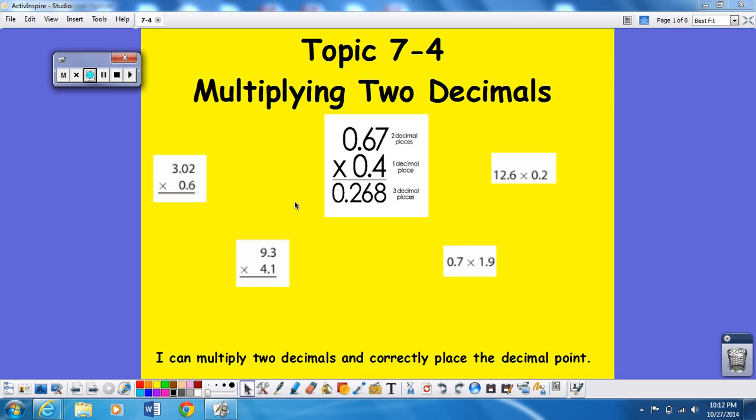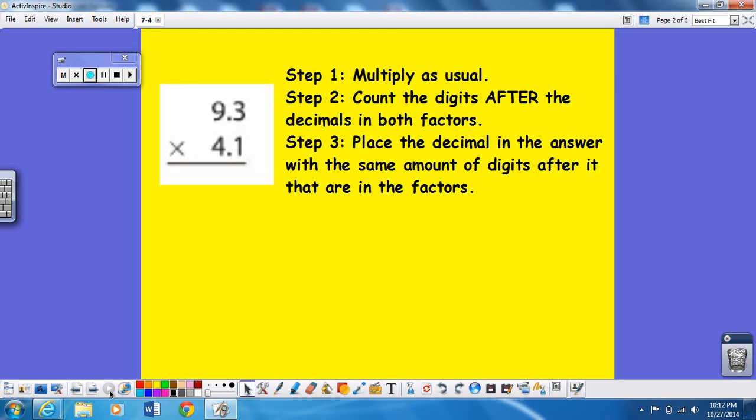Alright, tonight's lesson is multiplying two decimals. Last night we multiplied a decimal by a whole number, and so tonight we're going to take it one step further and multiply two decimals together. If you notice on this first slide, I just have several problems where you are multiplying two decimals. So let's go through and see how this is going to work.